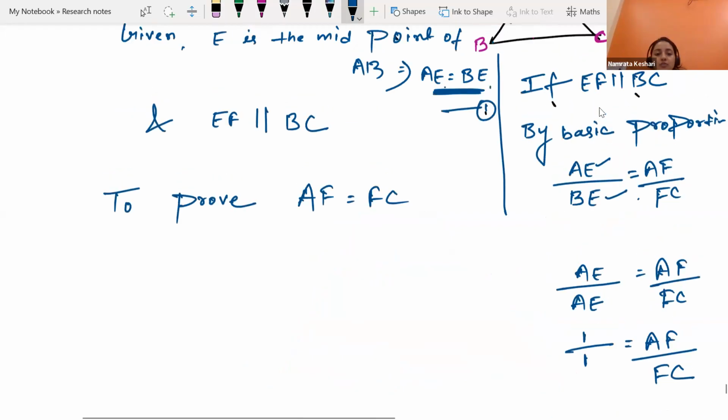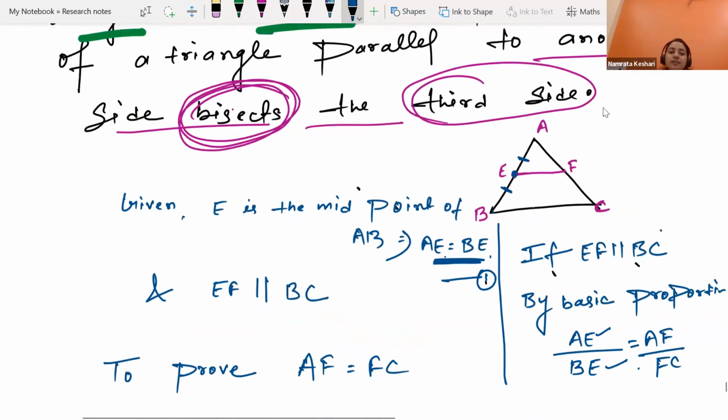So what we did: it is given that E is the midpoint of AB. That means AE and BE are equal, equation 1. It is also given that EF is parallel to BC. We have written that over here. And what we have to prove is that the third side is getting bisected, that means AF and FC are equal. That's what we have to show. Now since EF is parallel to BC, by basic proportionality theorem we can write AE by BE equals AF by FC. Yes or no?